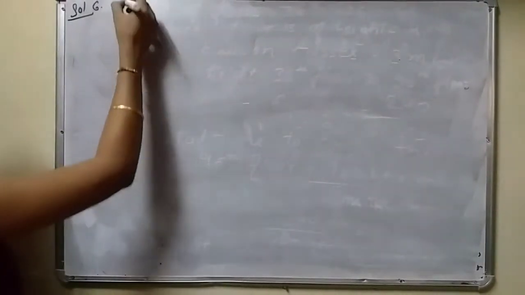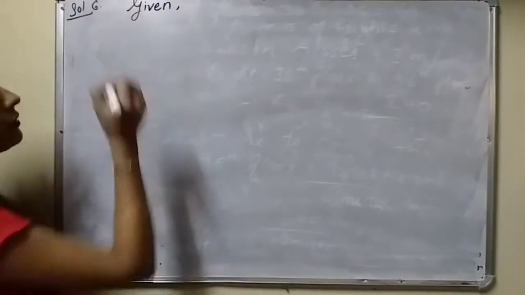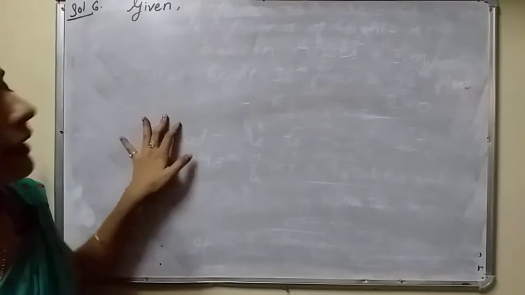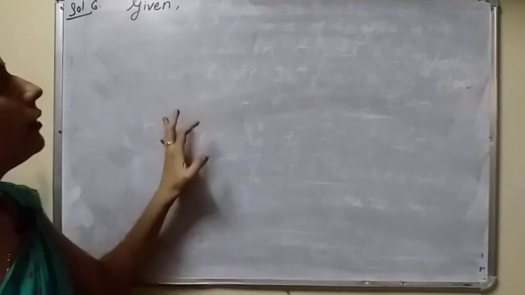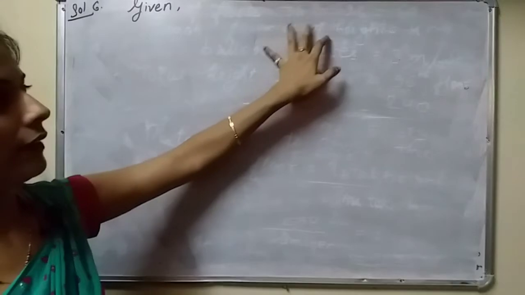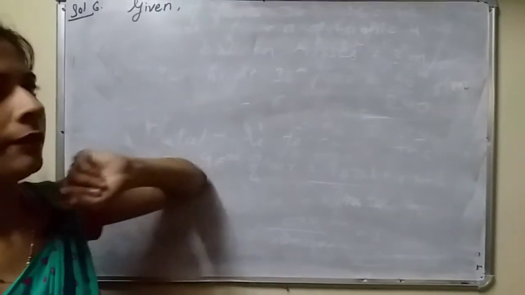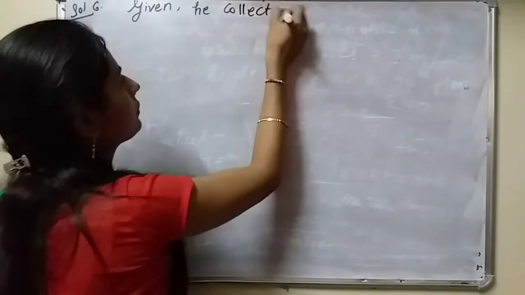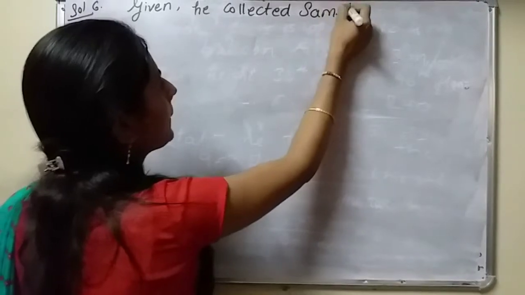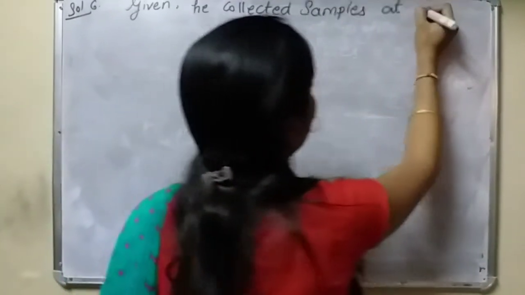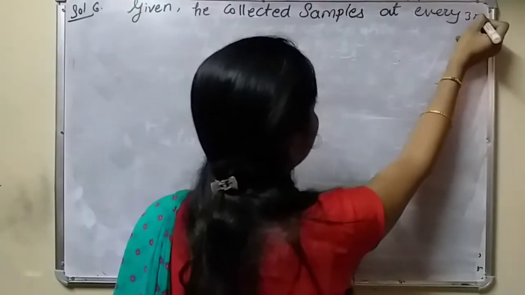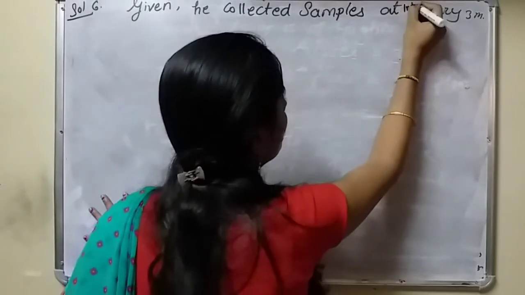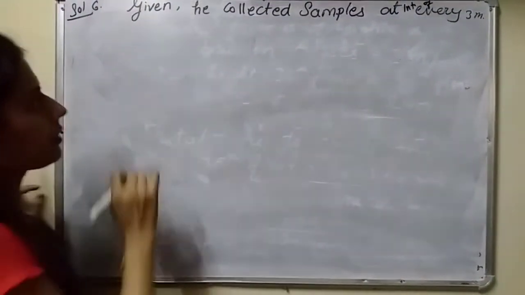See, what is given in the question? He collected samples. How many samples did he collect at every interval? In every interval means one sample he has collected in 3 meters. He collected samples at an interval of every 3 meters.